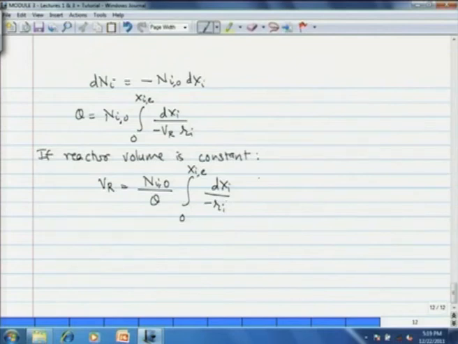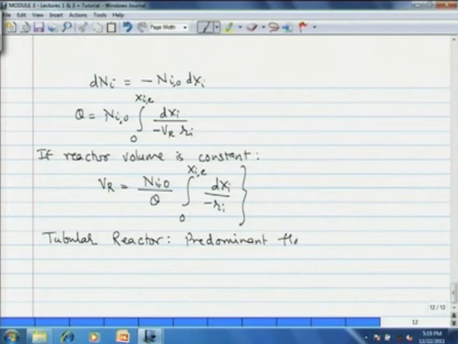So, these are some simple design expressions for the reactor. We can develop a similar expression for a tubular reactor. Here we assume that the predominant flow is in the z direction, and there is steady state operation.